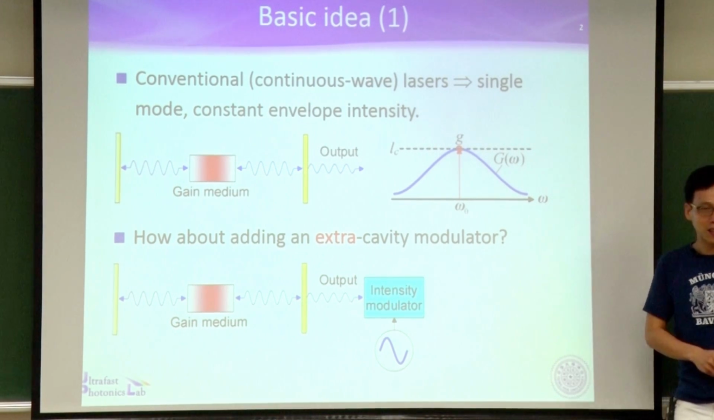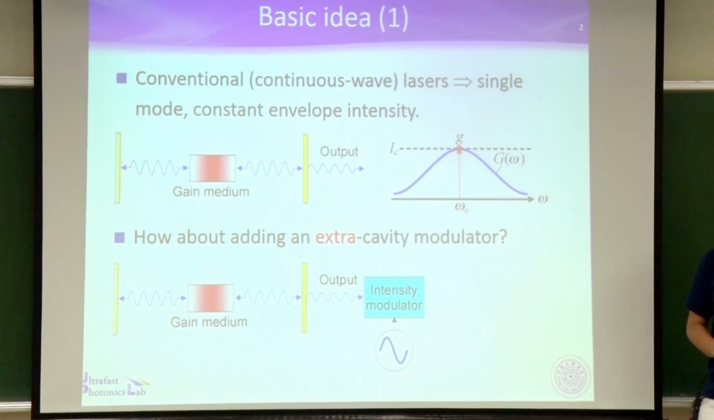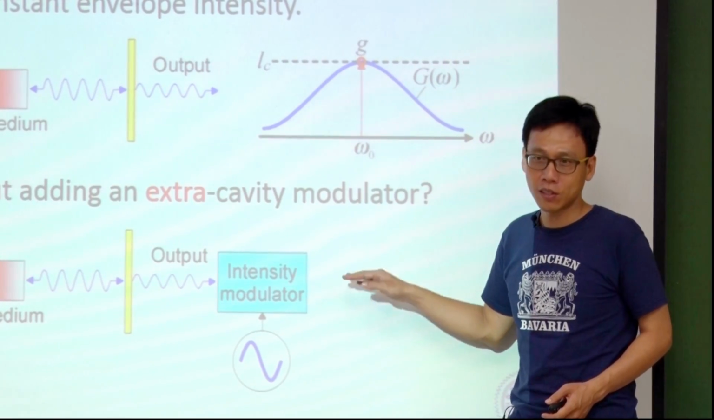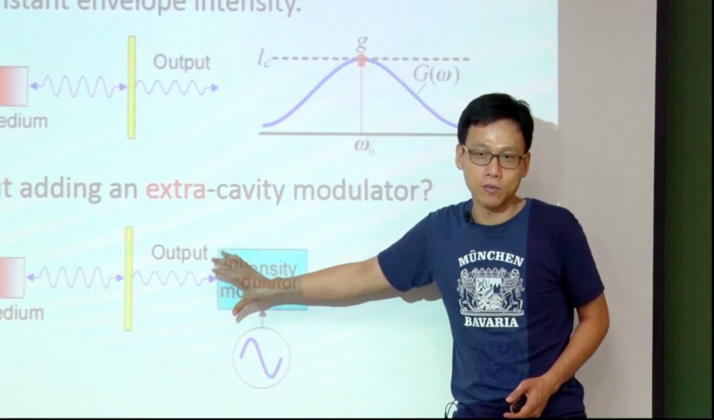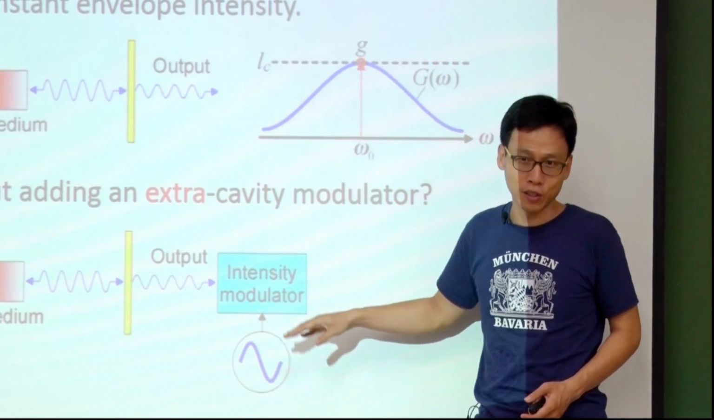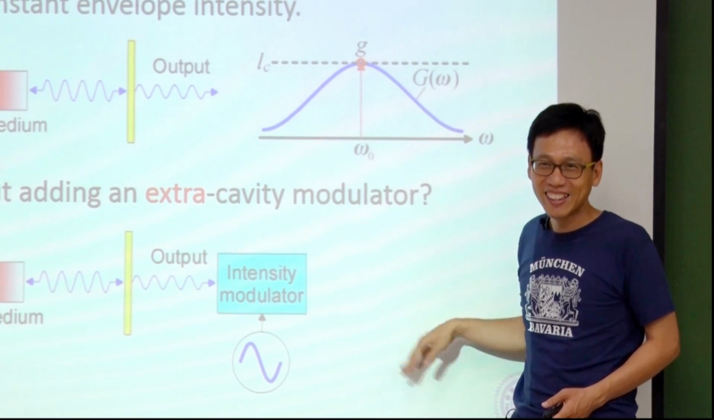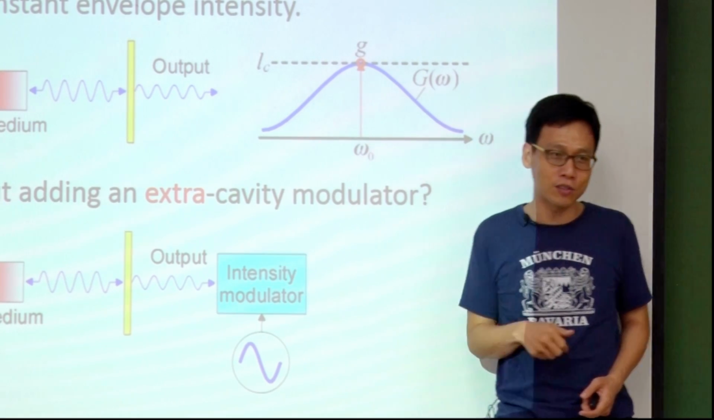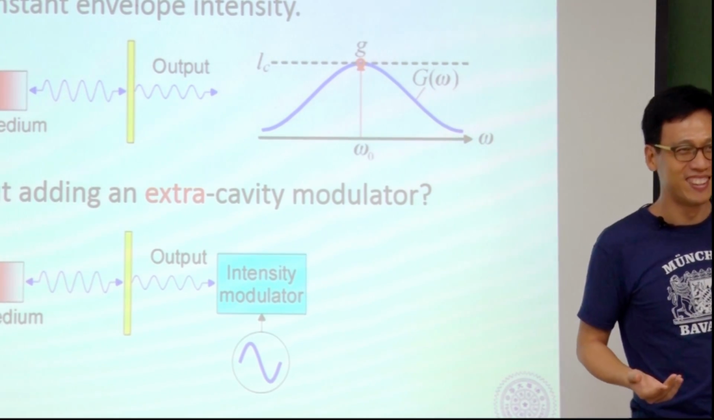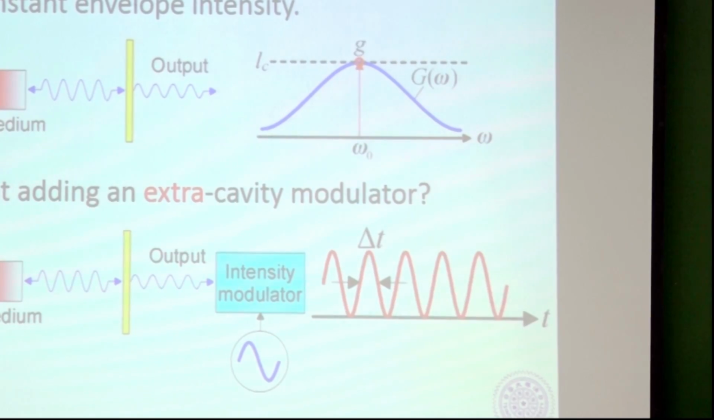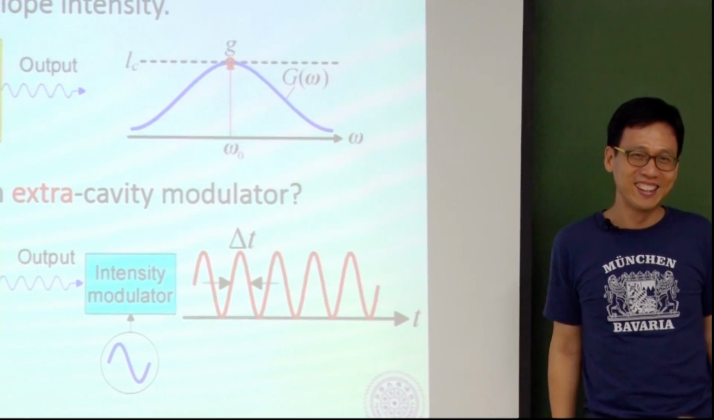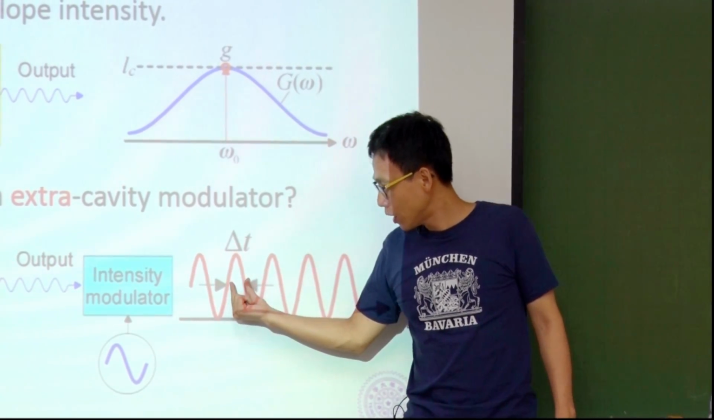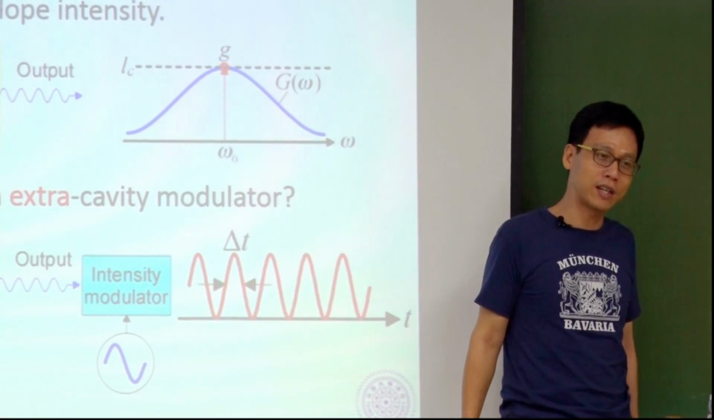Do you know what is intensity modulator? If you drive the modulator with a periodic signal, the transmittance of this piece of material will change periodically. So if you have constant output power after the modulation, what do you have? You have something like this, right? Very easy. But the question is how short the pulse width you can get in this way.